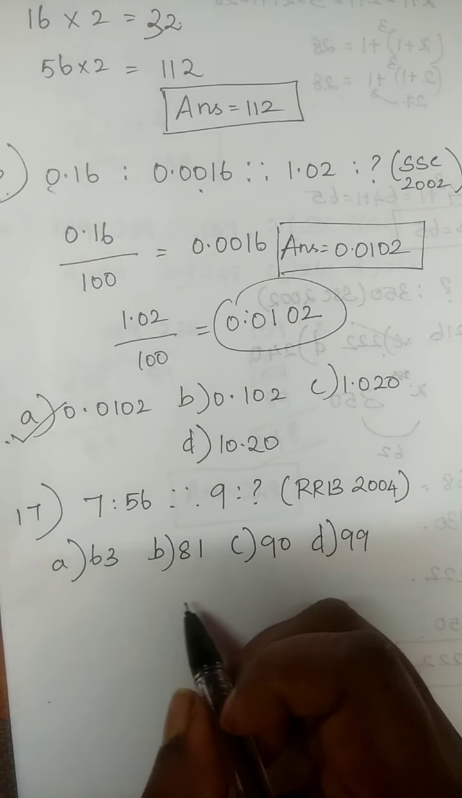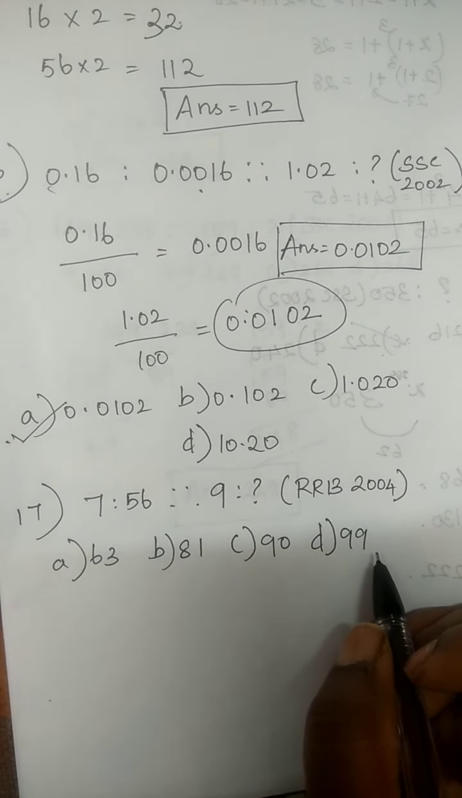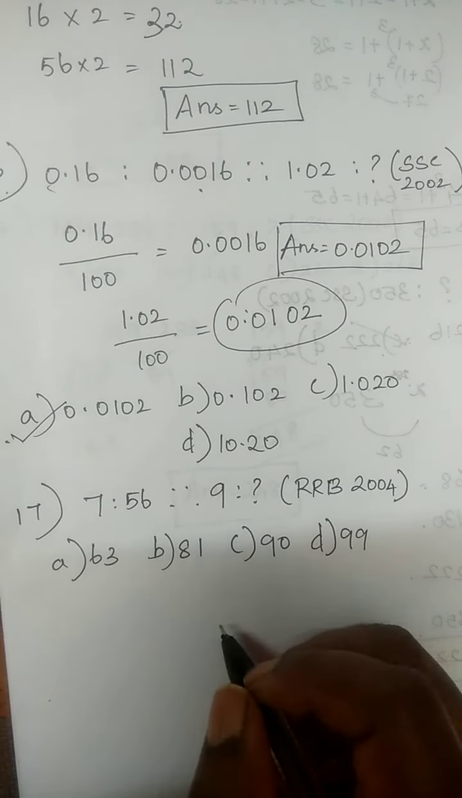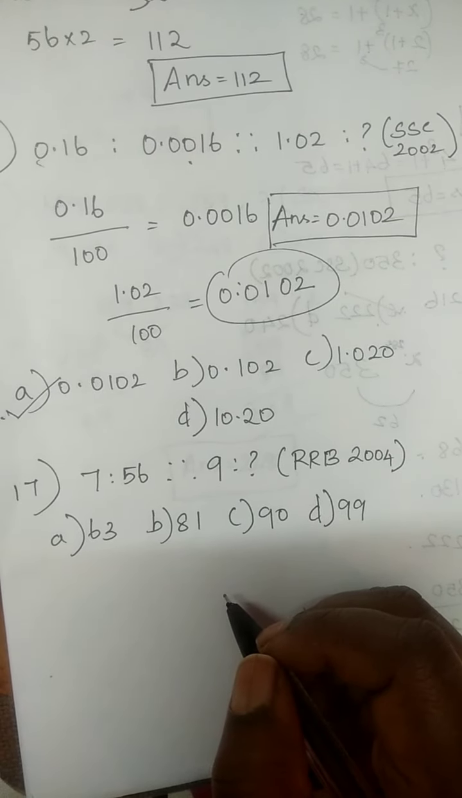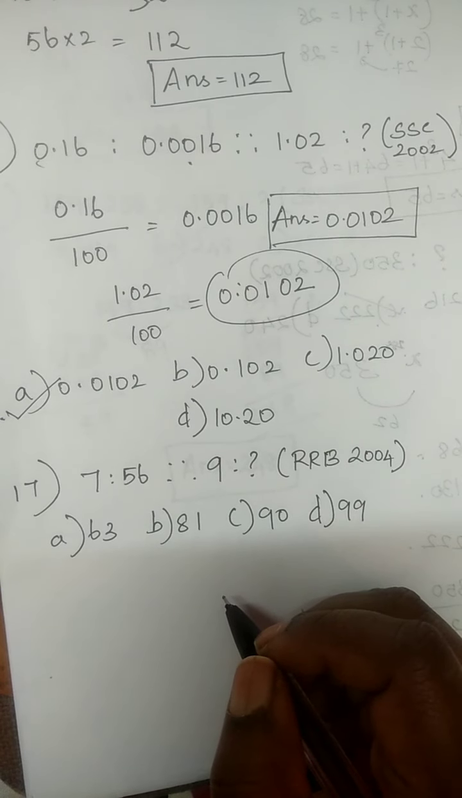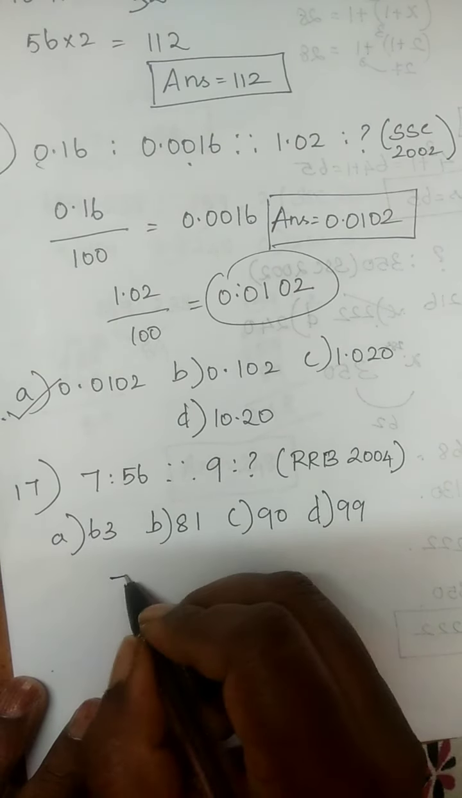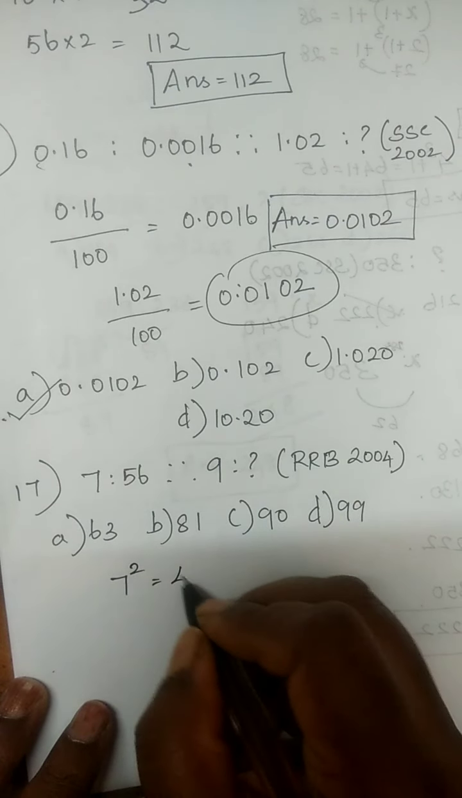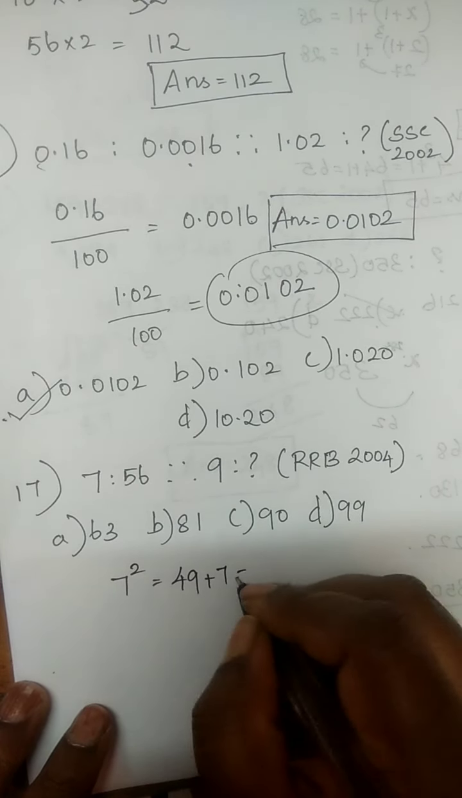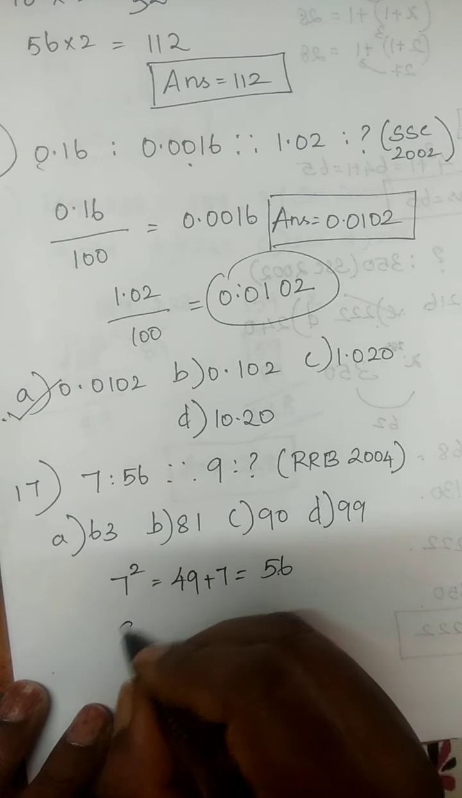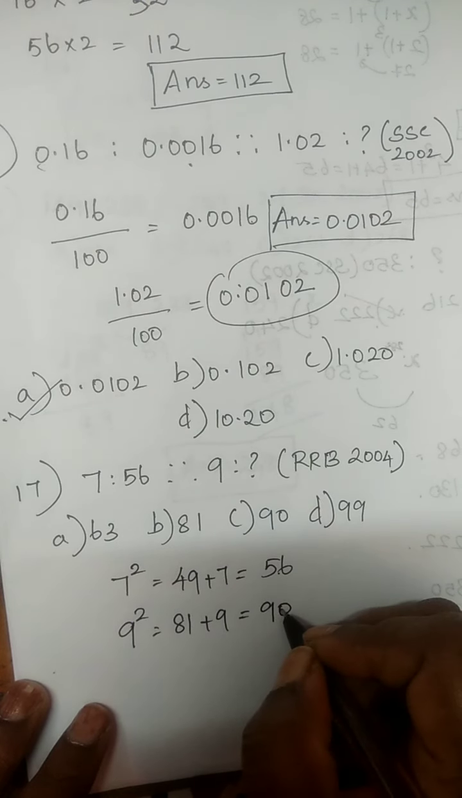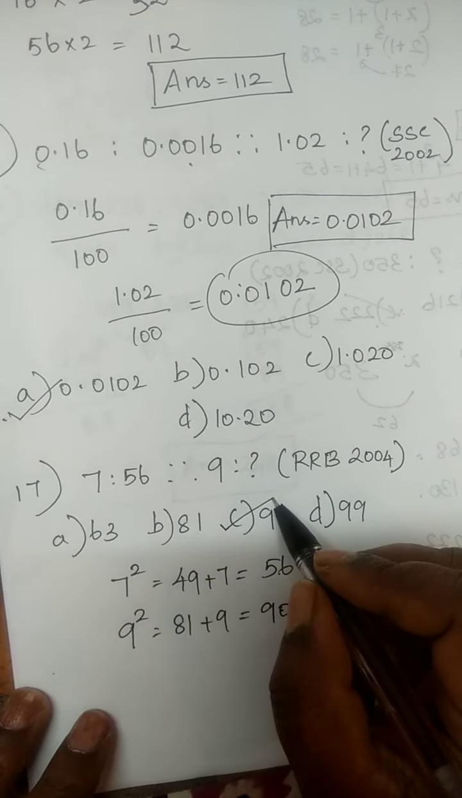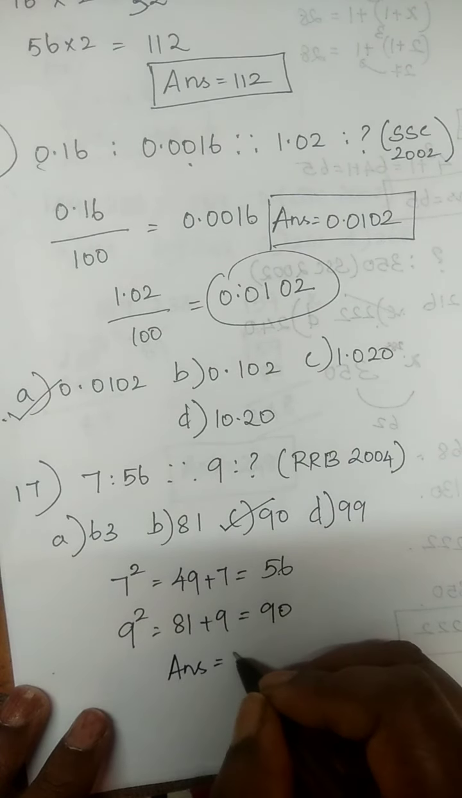But is 72 present in these 4 options? No. So you have to think how we can derive the answer using 7 to get 56. Let's take 7 square, 49, plus 7 gives 56. Then 9 square, 81, plus 9 gives 90. So option C is the right answer. The answer is 90.